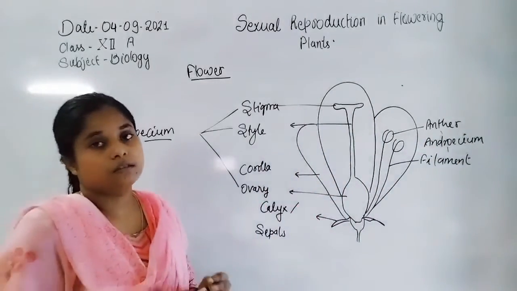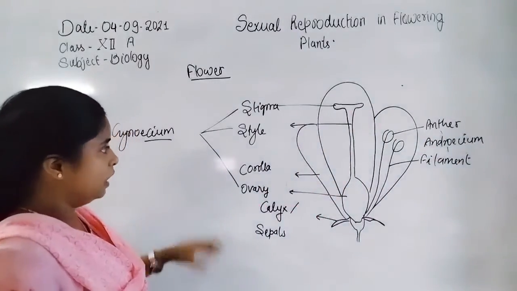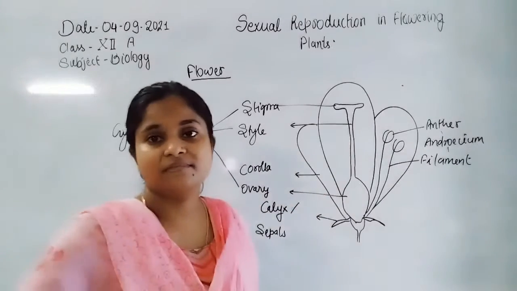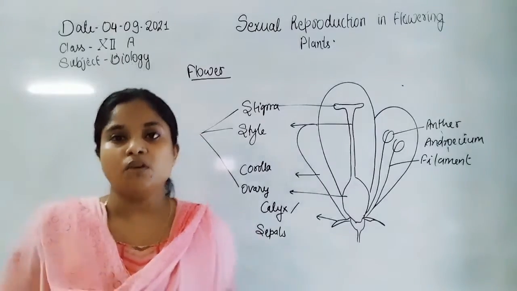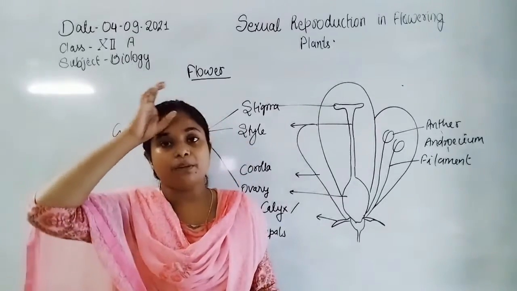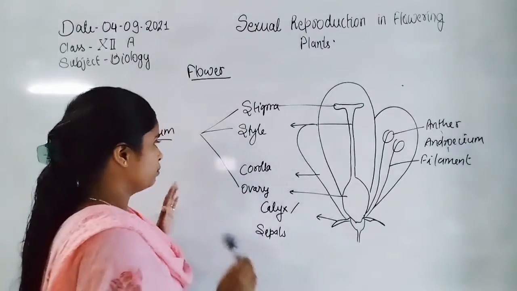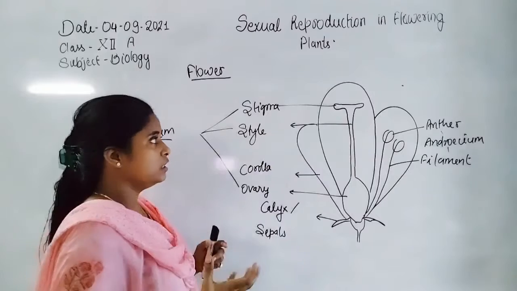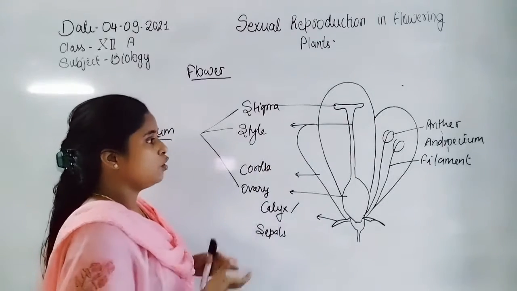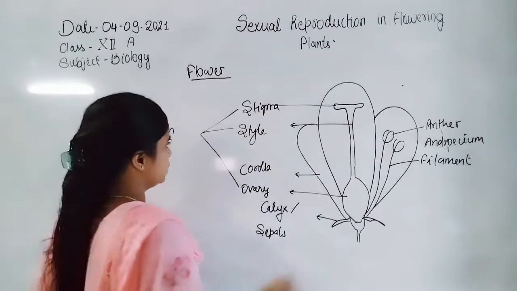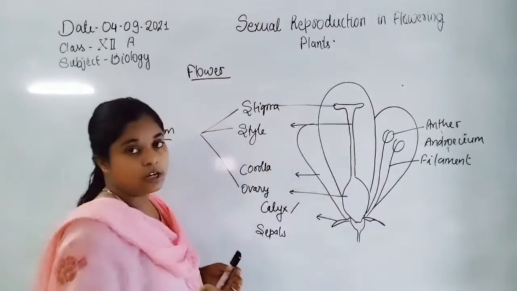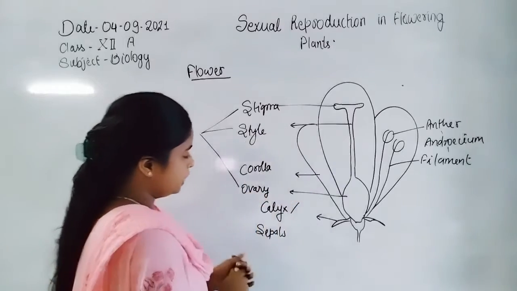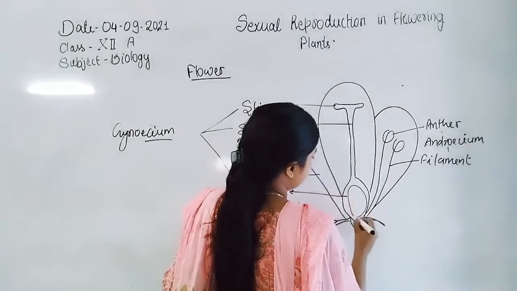Now let us see how these organs participate in the development of the male and female reproductive organs. The stigma receives the pollen, it is the functional receptacle. The style is for the transfer of the male gamete into the ovary, or the embryo sac.